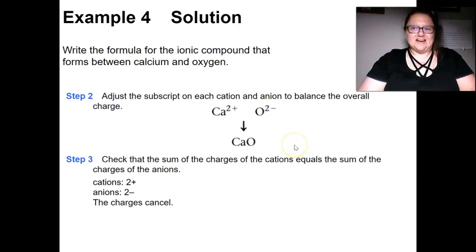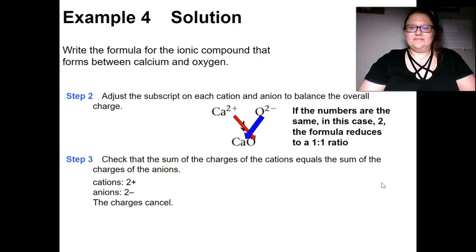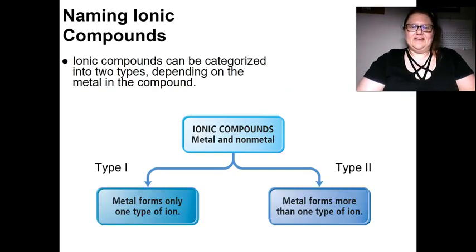This is any time the numbers for the charges, again, absolute value, are the same. So if I had 2 elements where one was a +3 and one was a -3, they're both 3, it would reduce down to a 1-to-1 ratio like you see in this example. Crisscrossing, and there we are.